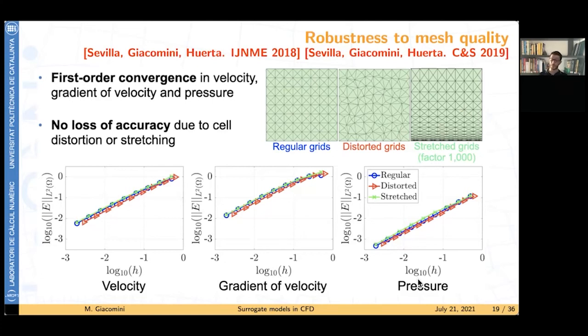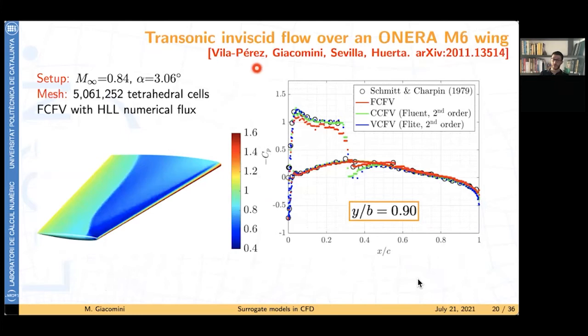Okay, having this in mind, in the context of the PhD thesis of Jordi Vila-Pérez, we tested the methodology for compressible flows. Specifically, this is a transonic inviscid flow over an ONERA M6 wing. This is Mach number 0.8, and we are solving with the face-centered finite volume method with HLL numerical flux.